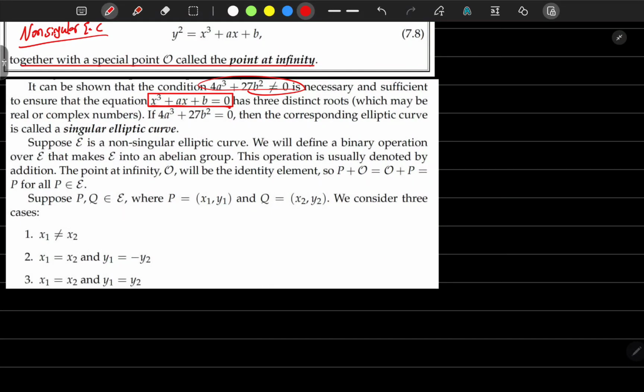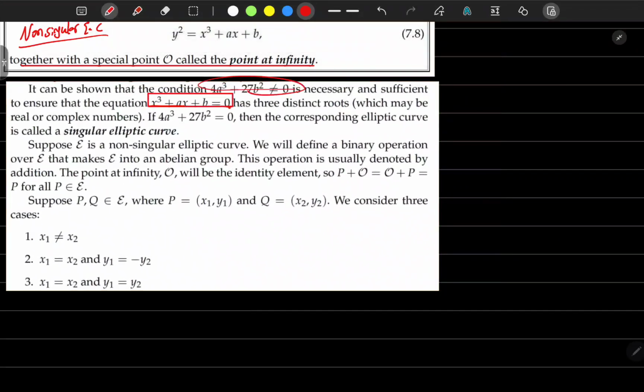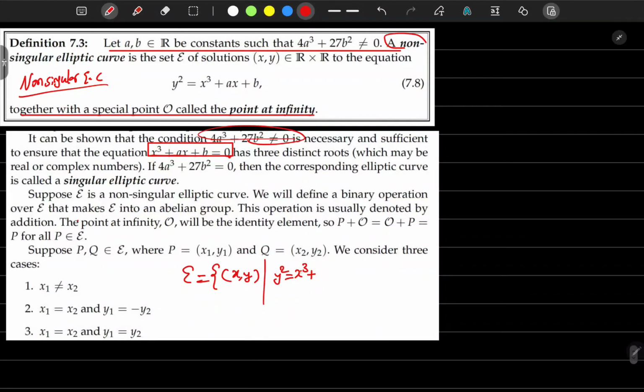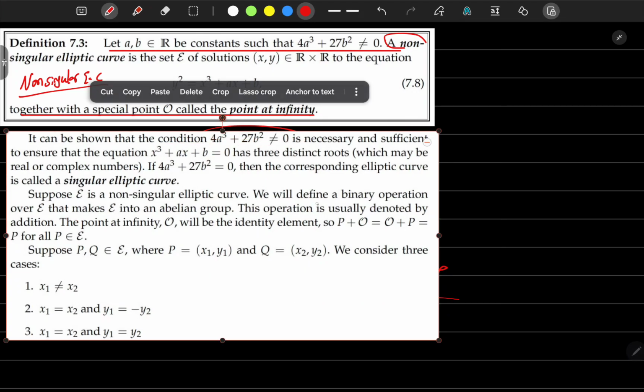Suppose E is the non-singular elliptical curve. We will define a binary operation over epsilon such that epsilon becomes an abelian group, where epsilon is nothing but a set of pairs (x, y). Basically E is an elliptical curve. It can be denoted as a set of (x, y) satisfying the equation y square is equal to x cube plus ax plus b, and 4a cube plus 27b square is not equal to 0. Happy? That is what it means.